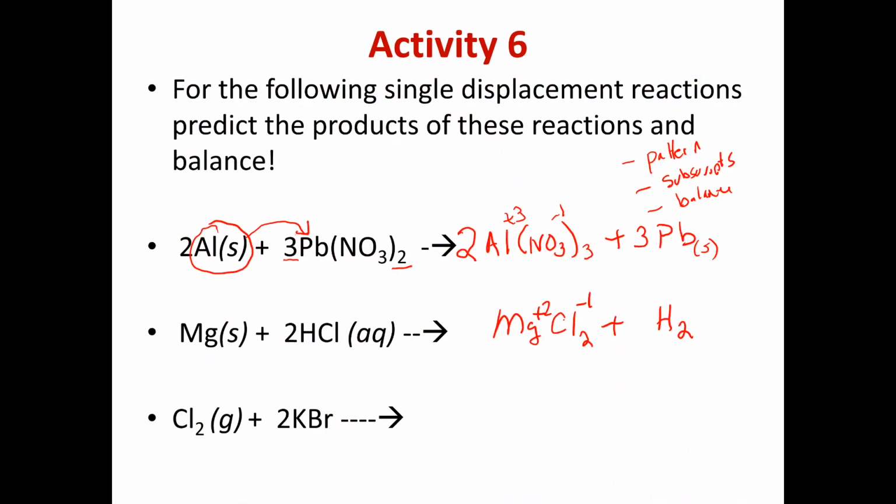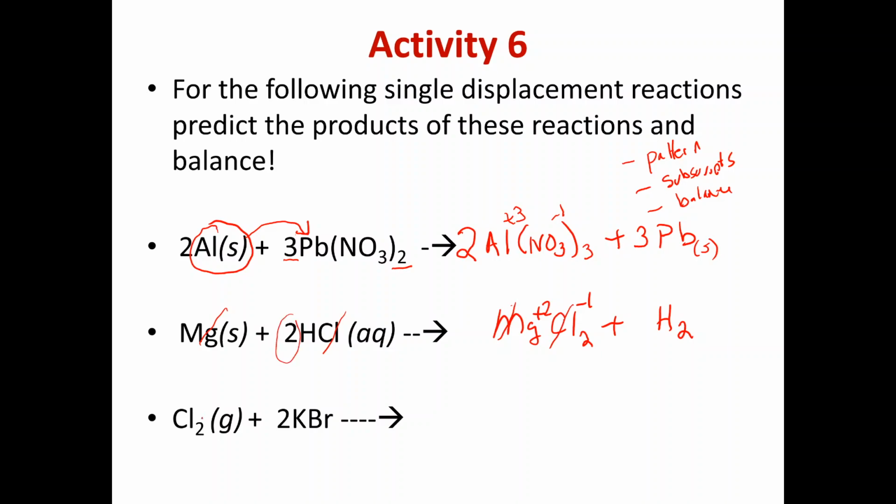Okay, now let's balance it. Magnesium's okay. I always do hydrogen last, by the way. Chlorine is okay. And hydrogen's already okay, so we're good. It's partially because I balanced this on the left already.